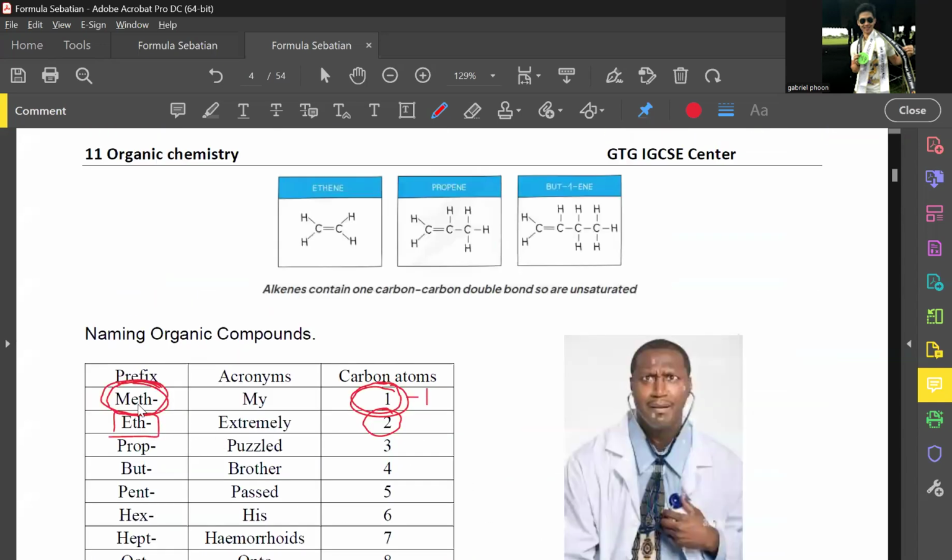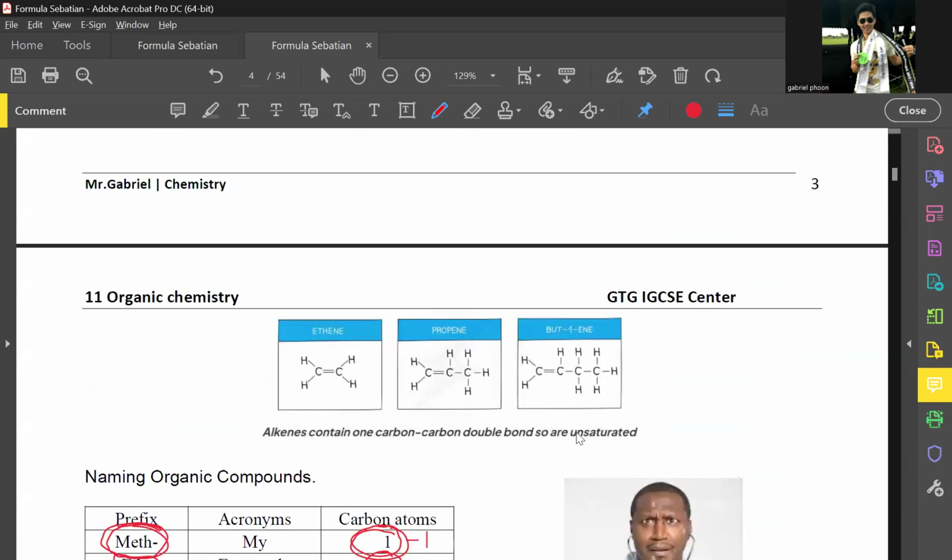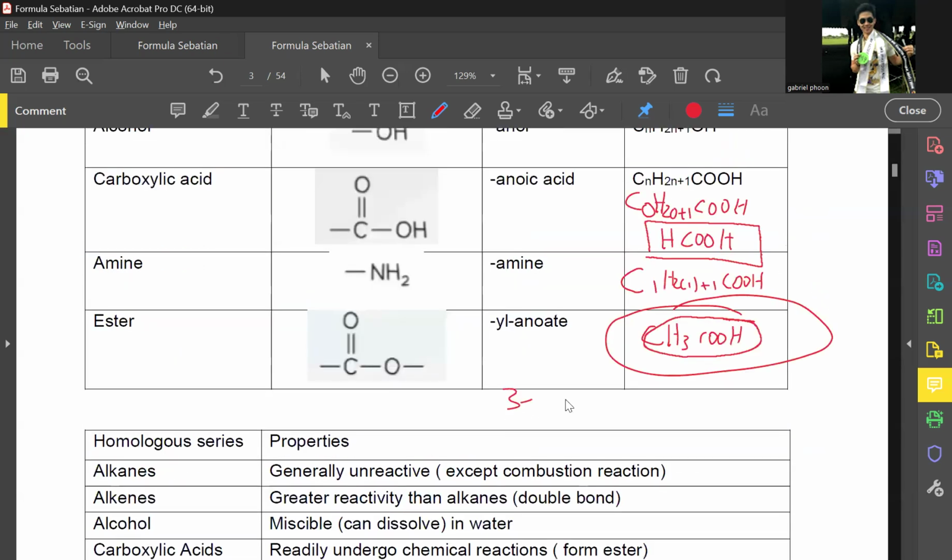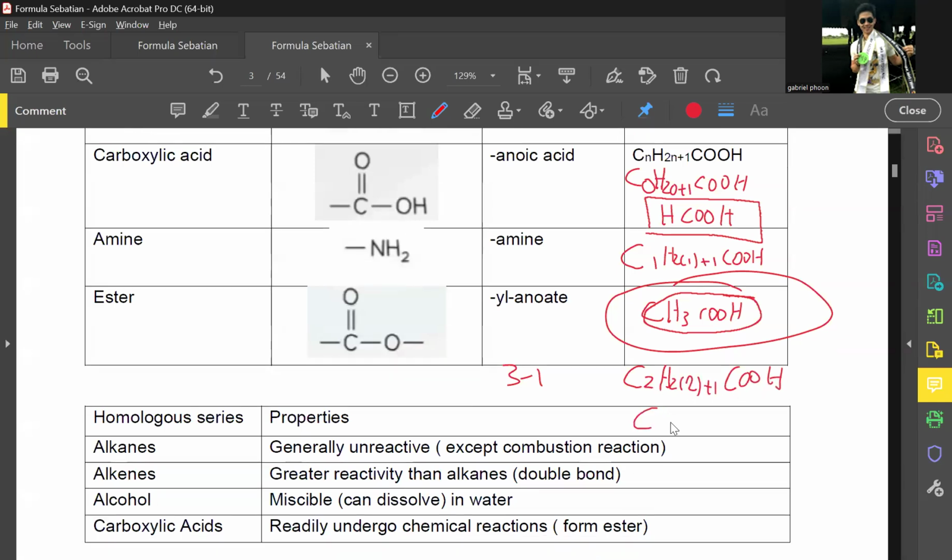And of course, if we're looking for the third carbon one, which is propanoic acid, we have to take 3 minus 1 again, which at the end of the day will end up with 2, guys. So you're going to get C2H2×2+1, then COOH. Then at the end of the day, we'll get C2H5COOH. This is propanoic acid, guys. So for carboxylic acid, you must remember that the n needs to minus 1. You understand what I'm talking about?